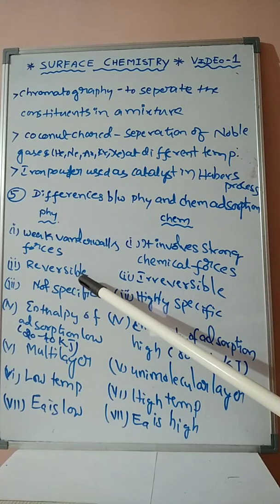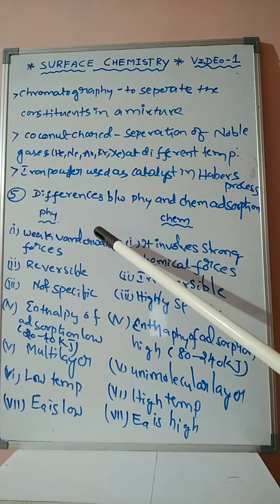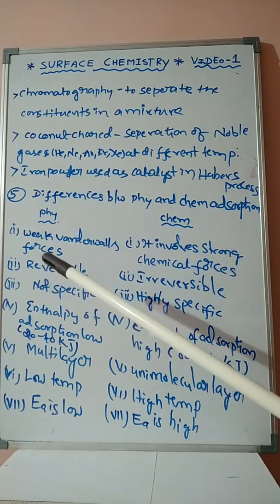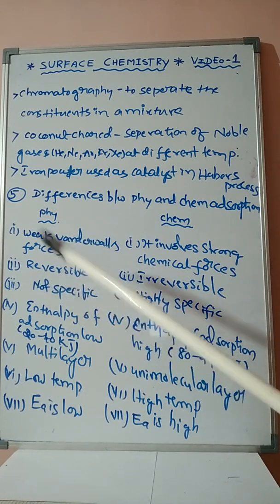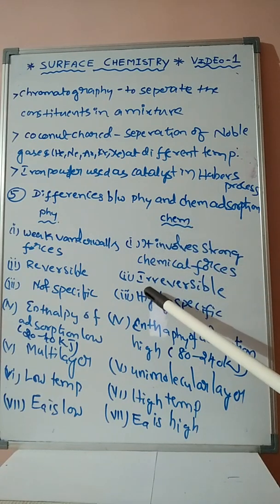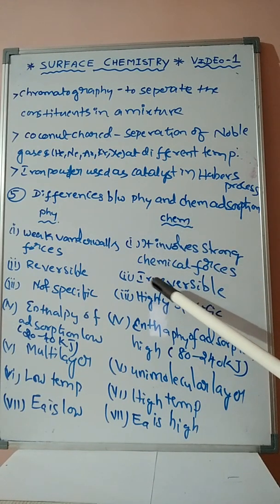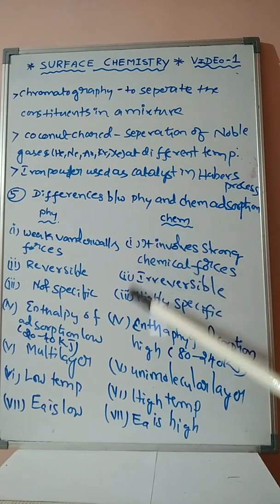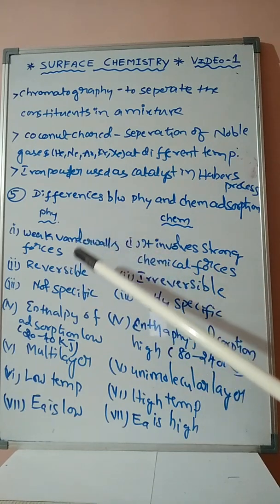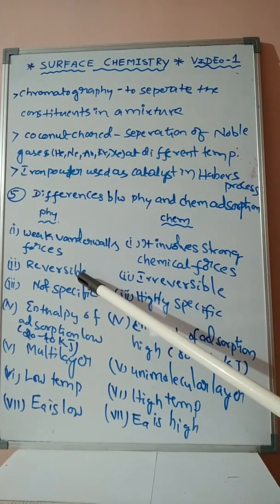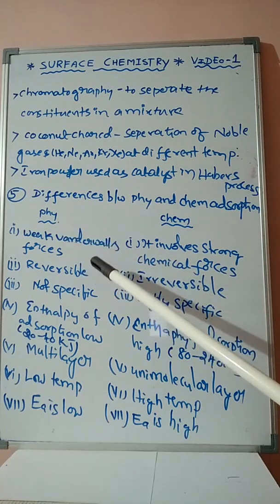Physical adsorption is reversible. That is, adsorbate accumulates on the surface and can be separated from the surface. Chemical adsorption is irreversible in nature. Once the adsorbate has accumulated on the surface, it is not possible to separate it from the surface of the adsorbent. Only adsorption takes place, desorption does not take place. In physical adsorption, adsorption as well as desorption both take place simultaneously.